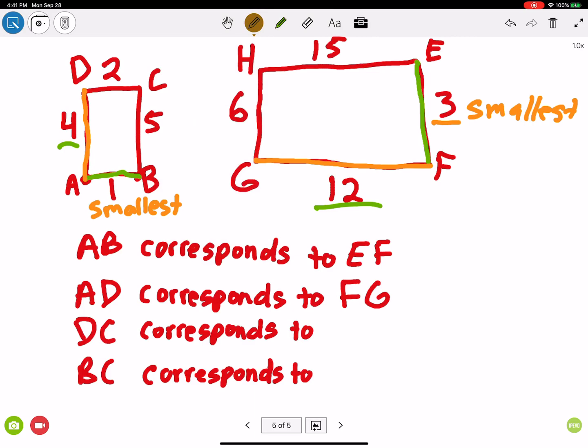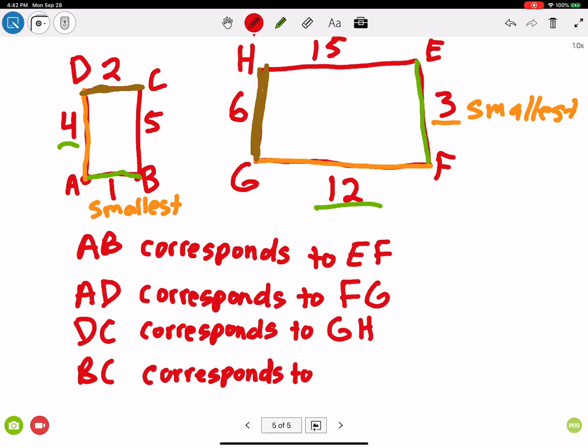So DC, in this case, is 2. 2 is my second smallest side. So what does it correspond to? Good. It corresponds to GH. Or HG. I'm going to call it GH.